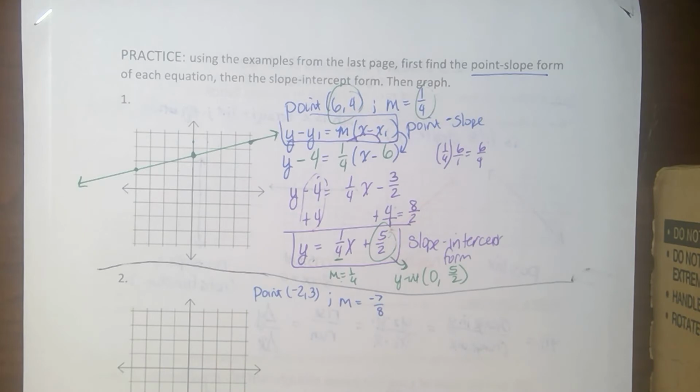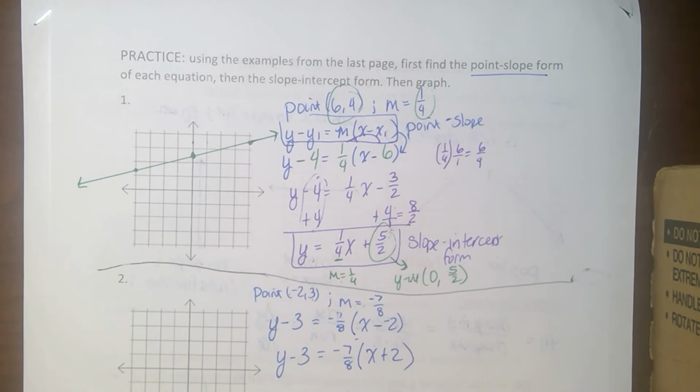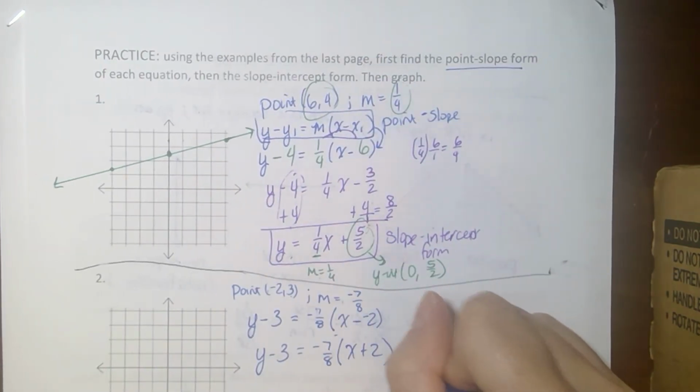Okay, so we're going to fill into our point slope form of the equation. We're going to say, all right, we have y minus, well, y sub 1 is 3, equals our slope, -7/8, times x minus, and then x sub 1 is -2. Well, that's just the same thing as x plus 2. So I have y minus 3 equals -7/8 times x plus 2. That's my point slope form.